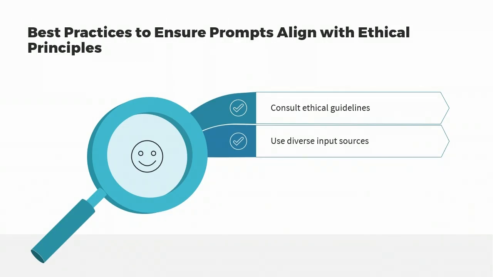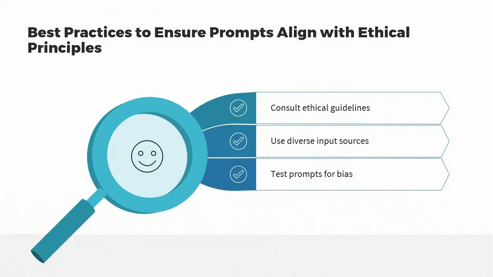Second, use diverse input sources for prompts to prevent bias. For instance, if you're developing a prompt for medical advice, using input sources from a diverse set of medical professionals can help minimize the risk of biased information. Next, test prompts for potential biases before they are deployed. This can be achieved through a process of validation where multiple users with different backgrounds interact with the prompts and provide you with their feedback.